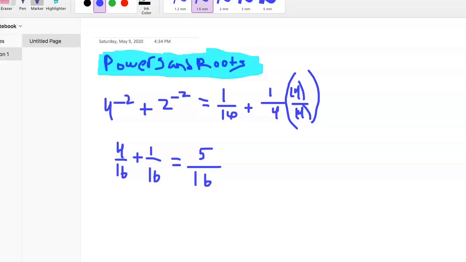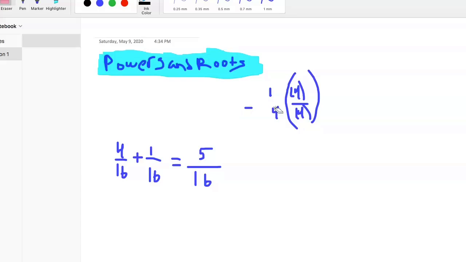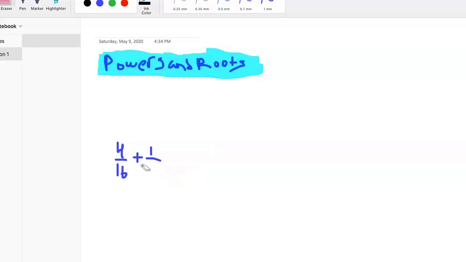It's just adding negative exponents together. Really, the key part is just knowing how to convert a negative exponent into a fraction. And then after that, it was just adding fractions, finding the common denominator.